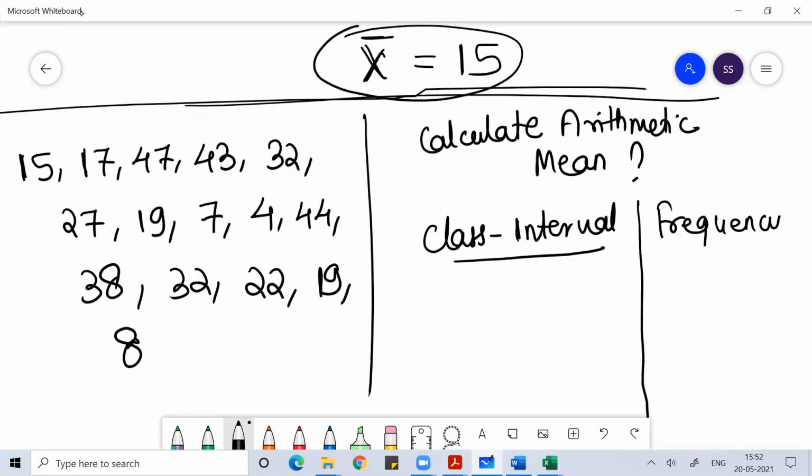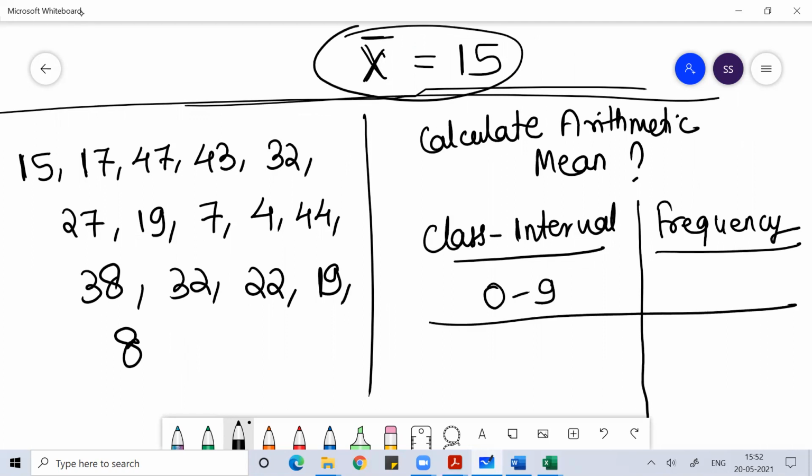If you have studied, definitely you've done it. So you can write the data in terms of class interval. You can group the data. Yesterday I told you what statistics is. The first thing in statistics is the collection of data. Once you have collected the data, the next thing is the organization and classification of data. So you can organize the data.